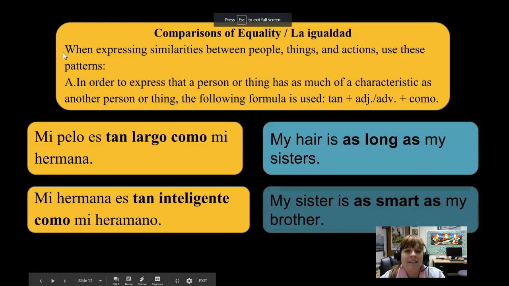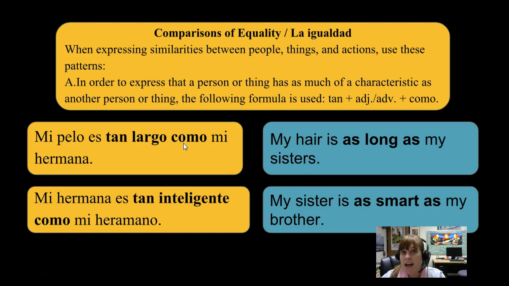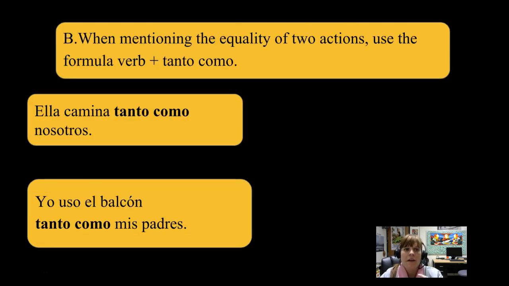So again, como, you've seen before in a question word, ¿cómo estás? How are you? ¿Cómo te llamas? How do you call yourself? In this context, without the accent mark, it means as. In other contexts, it can mean like, right? So this is where sometimes Spanish can get un poco complicado. But again, the more you expose yourself to it, the easier it'll be.